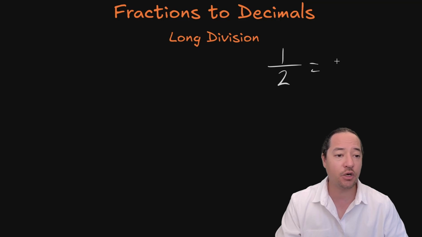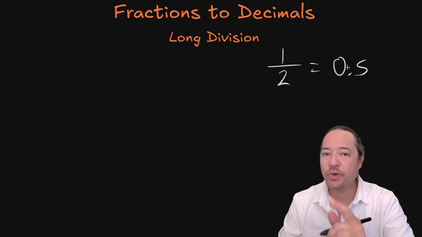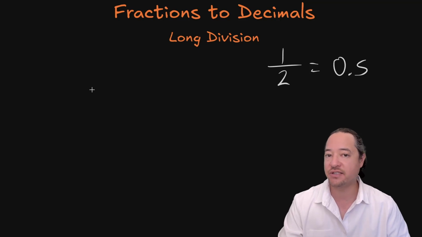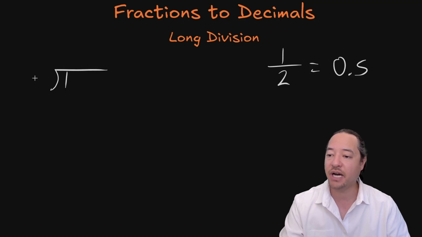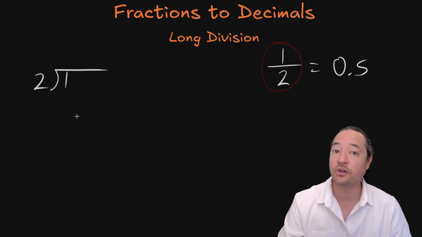Well, we already know what it is. It's going to be 0.5. No surprise. But how do we demonstrate that? How do we demonstrate this to be true? Well, let's use long division. What we're actually saying is 1 divided by 2, right? That's what this fraction represents. So how do we do 1 divided by 2 in long division?